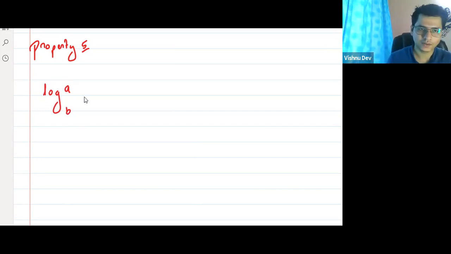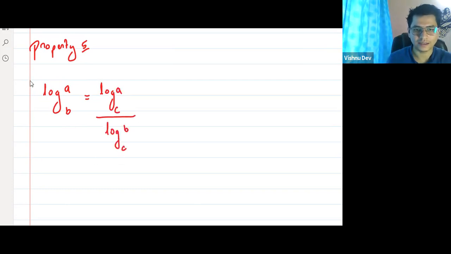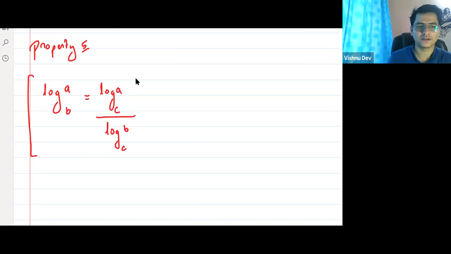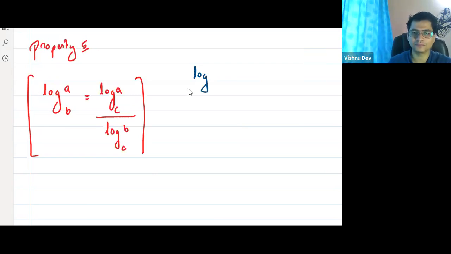So this log a base b can be written as log a base anything, I'll write c, c is anything, divided by log b base c. So this is the property. I'll tell you how. Don't worry. But this is the property, and now let's think how. Sir, how is it possible, sir? So let's think, let's take an example.